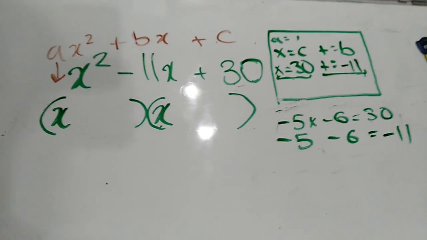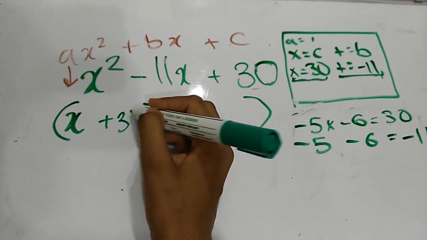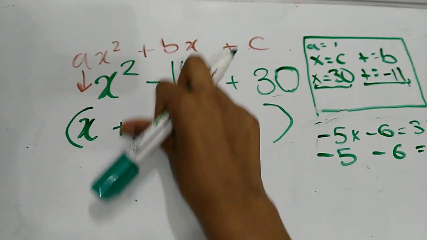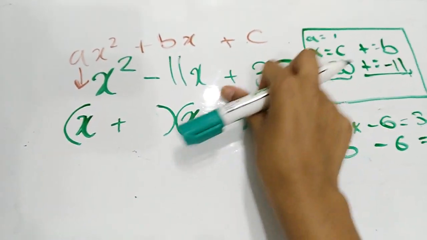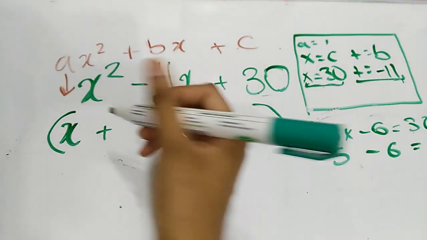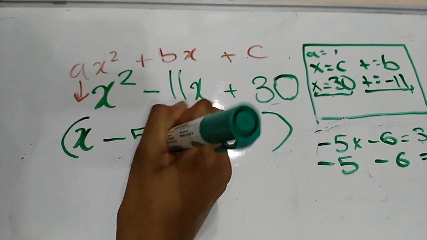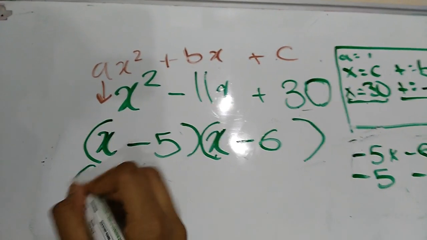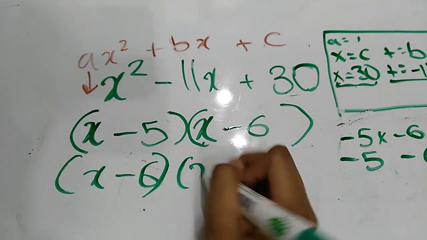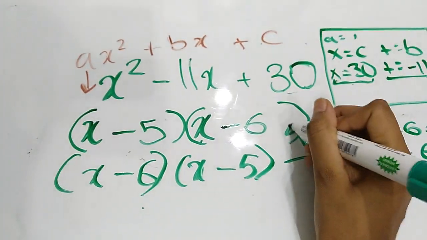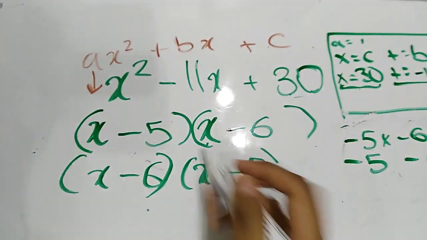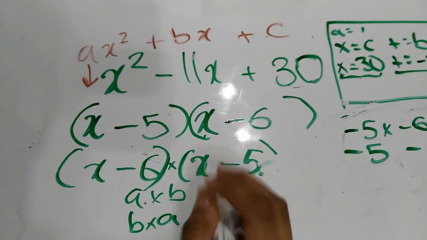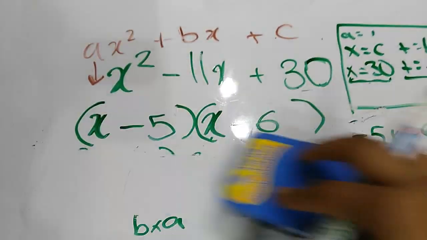Sorry, one of my numbers is minus 5, and one of my numbers is minus 6. And once again, it does not matter which way I write this. These two brackets are equivalent to each other because there's a multiplication sign here. So a times b is the same as b times a. It doesn't really matter which way you write it.